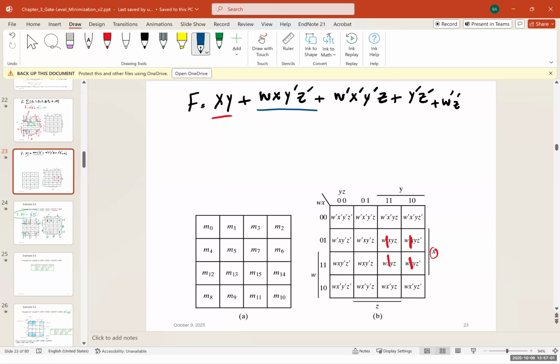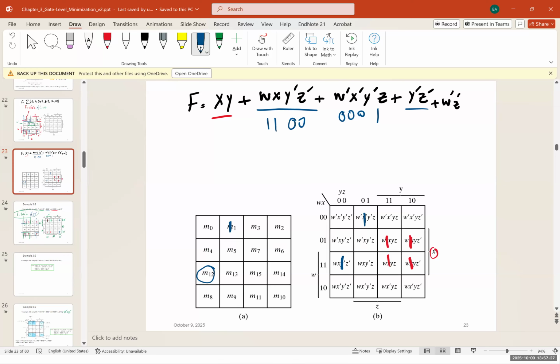Then w x y prime z prime, you can find it. W x y prime z prime is this one. If we want to write it down, it's 1, 1, 0, 0, which is 12, so M12. Then we have w prime x prime y prime z, which is going to be 0, 0, 0, 1, which is 1. Yes, it's going to be M1.